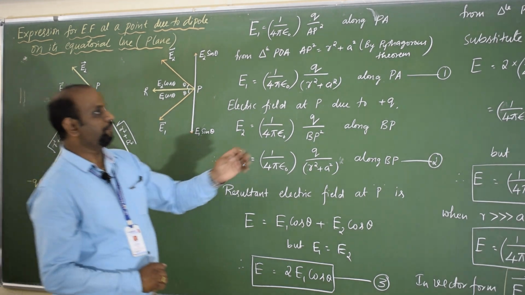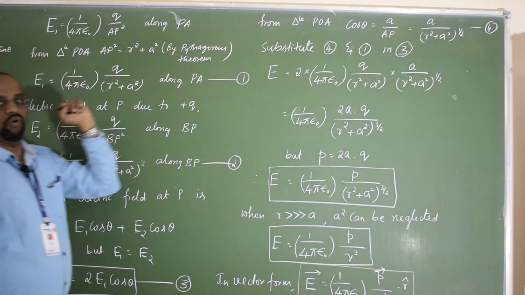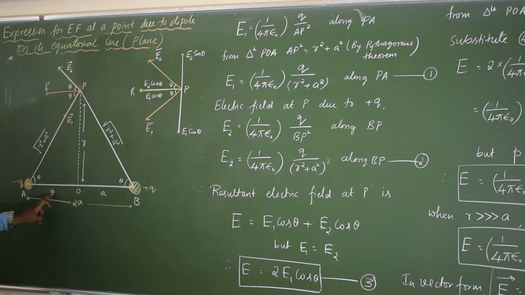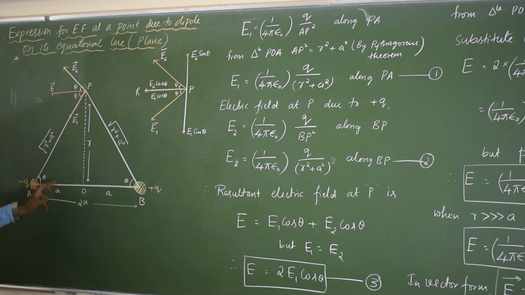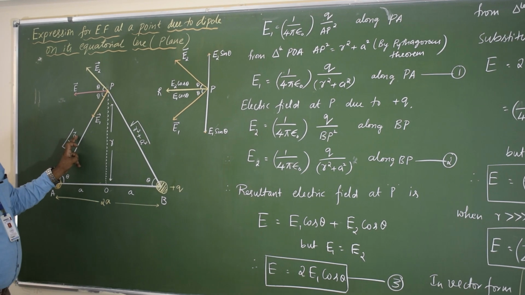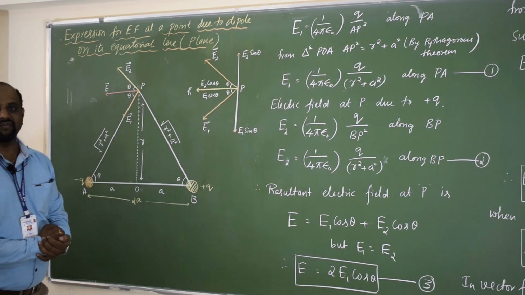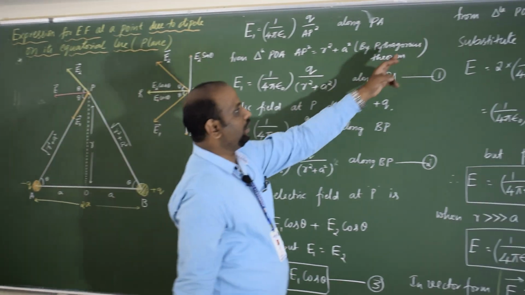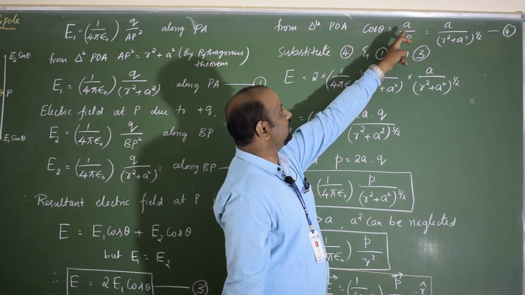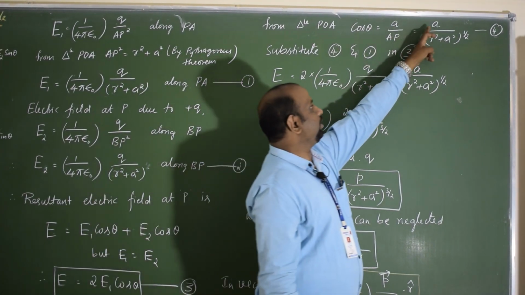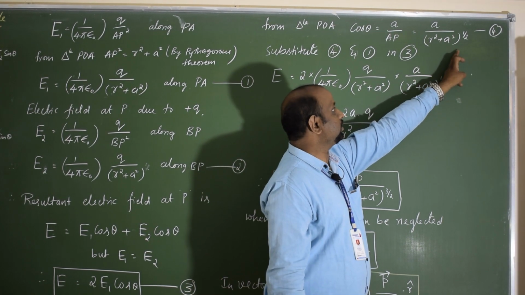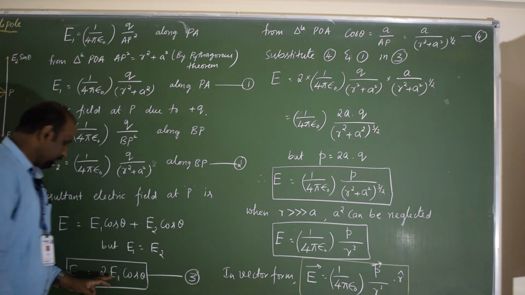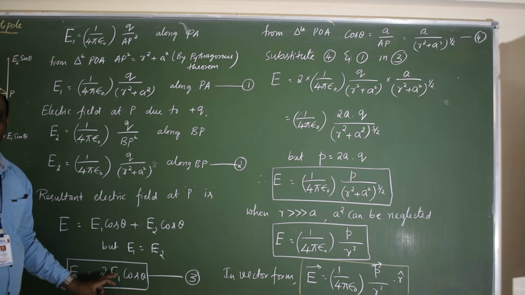From the triangle POA, cos theta is equal to adjacent side by hypotenuse side. The adjacent side is A and the hypotenuse side is the square root of R square plus A square, which can be written as R square plus A square whole to the power of 1 by 2. From the triangle, it's clear that cos theta is equal to A divided by AP, that is A divided by R square plus A square whole to the power of 1 by 2. Call this equation number 4. Now substitute the E1 value and the cos theta value.